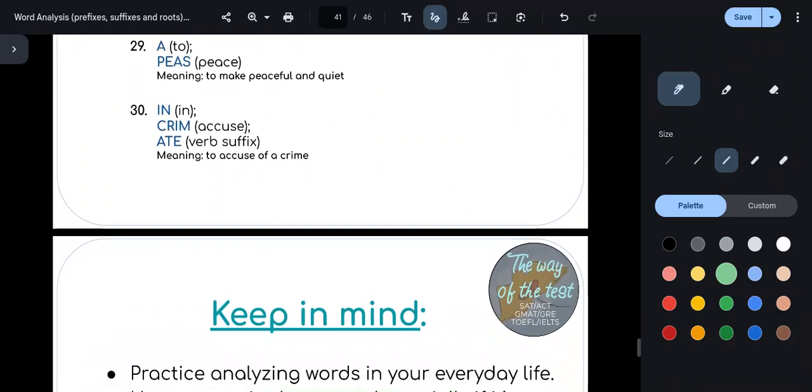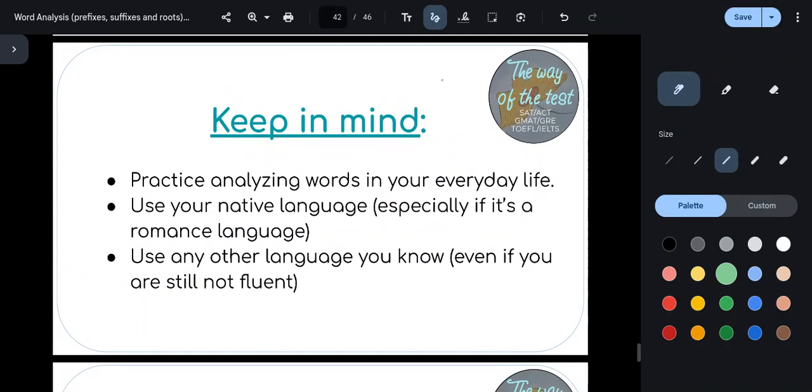We have finished here. Now, things to keep in mind now that you're here. First thing, practice analyzing words in your everyday life. Again, don't wait for the big words, like the big school words, the sciencey, the very highbrow words. No, do it in your everyday life, every day. This one is pretty obvious, I know, right? But trust me, it does work like that.